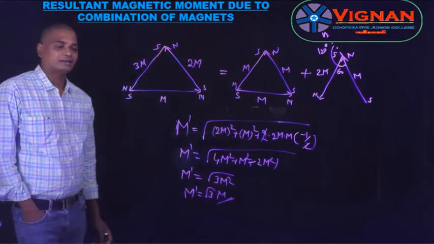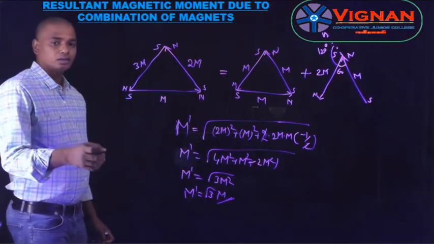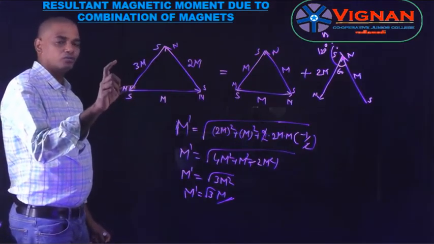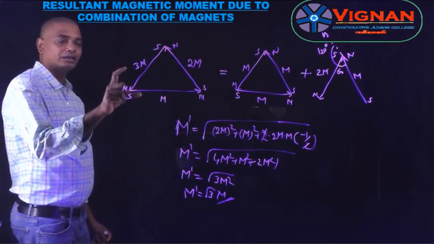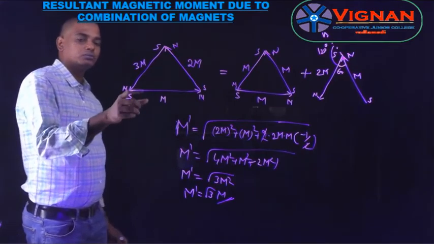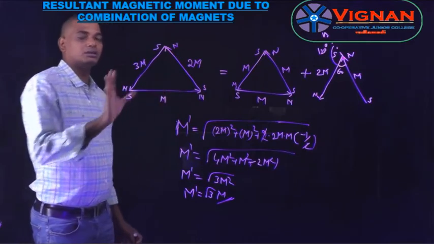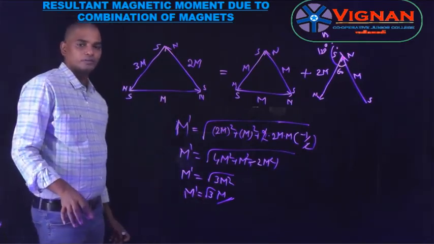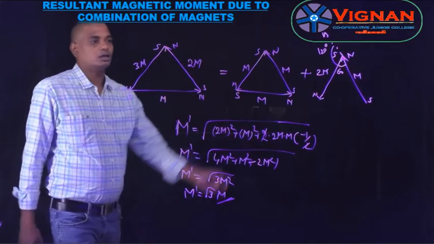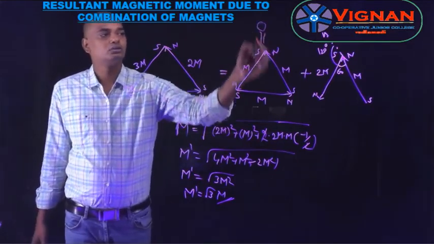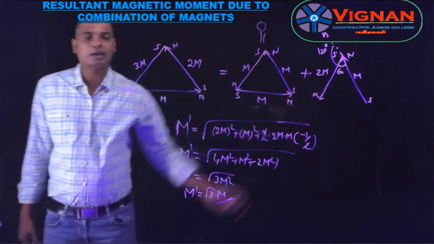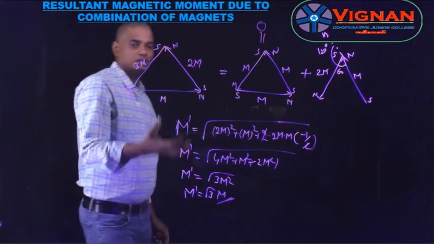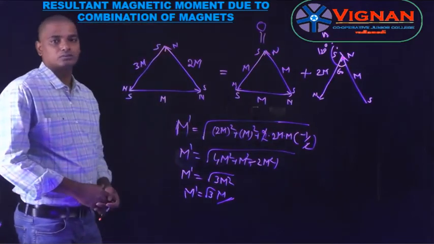The question is given like this: for a combination of magnets placed in the form of an equilateral triangle, whose magnetic dipole moments are m, 2m and 3m, the resultant magnetic dipole moment will be root 3 m, which can be solved in this manner. Here the resultant will be 0, so we need to calculate only the magnetic dipole moment for the combination like this. So by substituting the formula, we can solve in this manner.